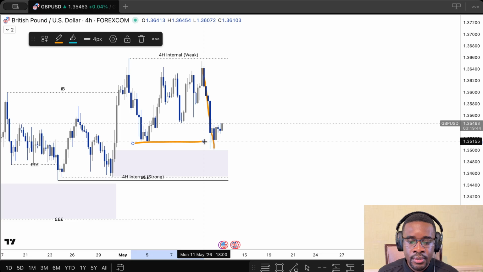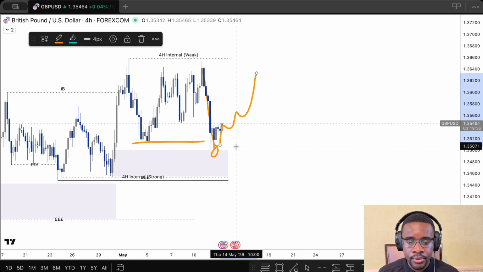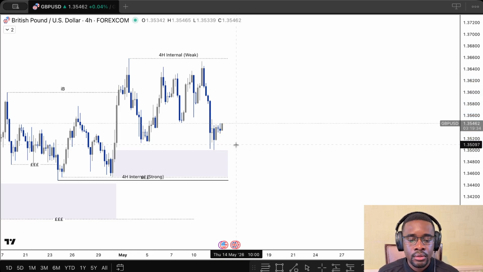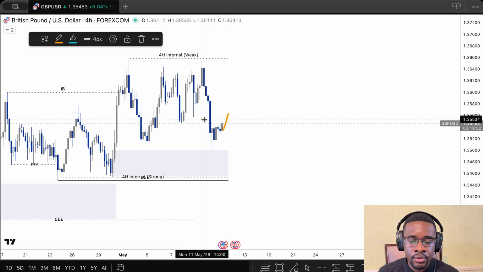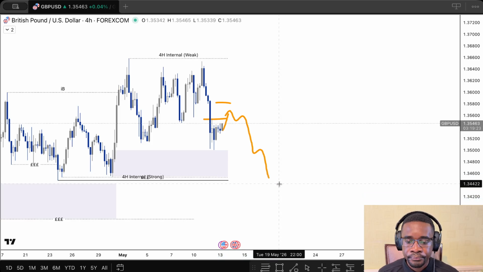However, we have swept this internal range. We've kind of come into the extreme, so price could now start pushing up to the upside. We don't know, or it's simply just coming in to fill this imbalance and then continue dropping, take out this relative equal lows, and then keep on going.